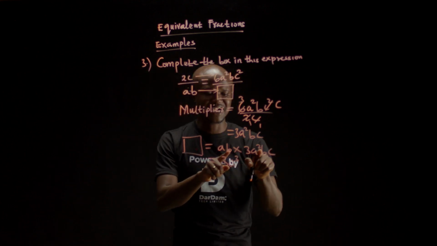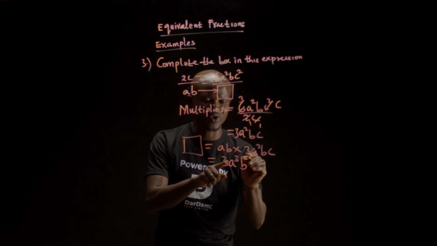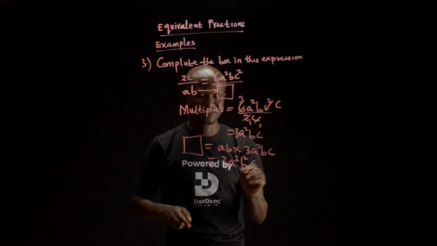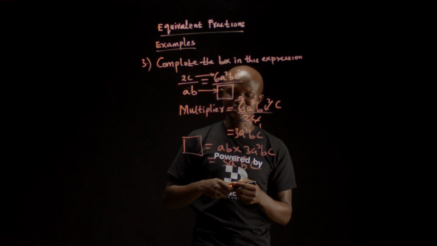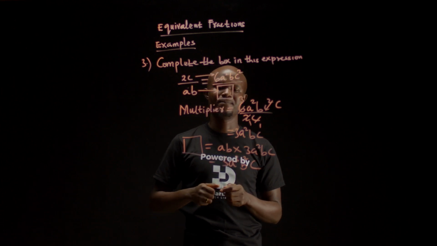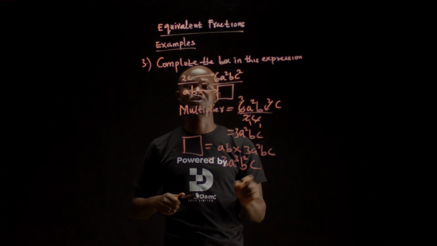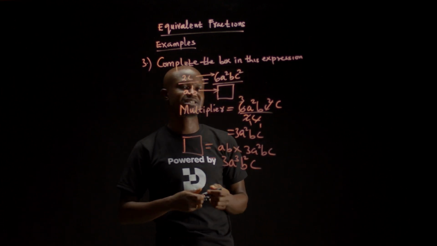Now, b times b, what do we have? We have b squared. Then we have c. So the answer is what? 3a cubed b squared c. That is the expression inside the empty box.